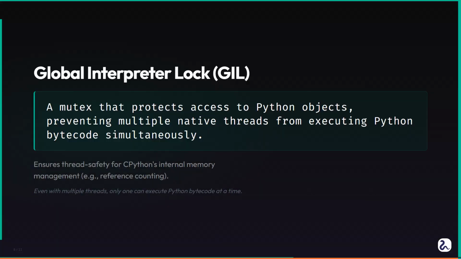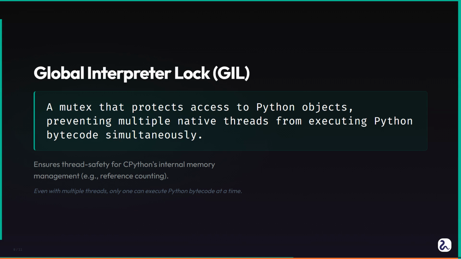This is the part most tutorials skip, and it's the answer to our initial paradox. The Global Interpreter Lock, or GIL, is a mutex, a lock, inside CPython that protects access to Python objects. Its purpose is to prevent multiple native threads from executing Python bytecode simultaneously. Think of it like a single-lane bridge. Even if you have many cars or threads trying to cross, only one can be on the bridge at any given moment. The GIL exists primarily to simplify Python's memory management.